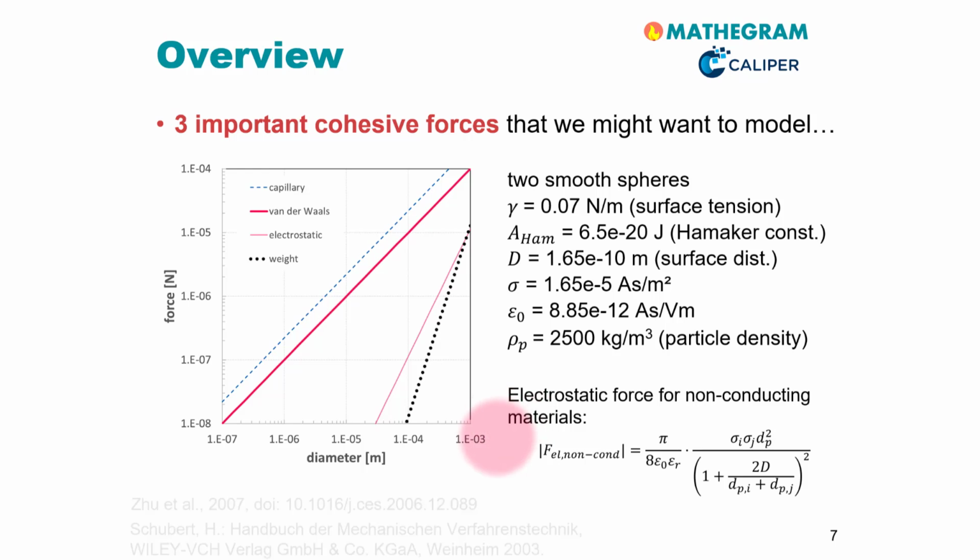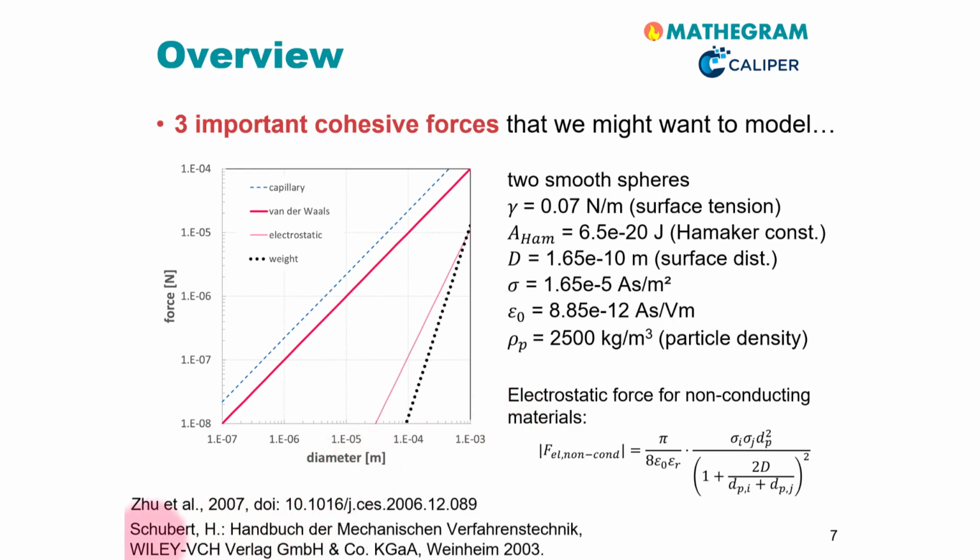Here you see a classical force closure from the book of Schubert for electrostatic forces between non-conducting particles. We don't have time to go into the details. I would just like to finalize the discussion of electrostatic forces by the obvious impact of the charge density. And this charge density is very difficult to predict and depends on many parameters. In short, it's difficult and no one has found the ultimate solution to predict electrostatic forces.